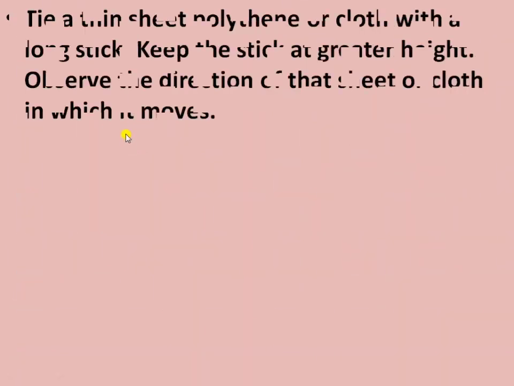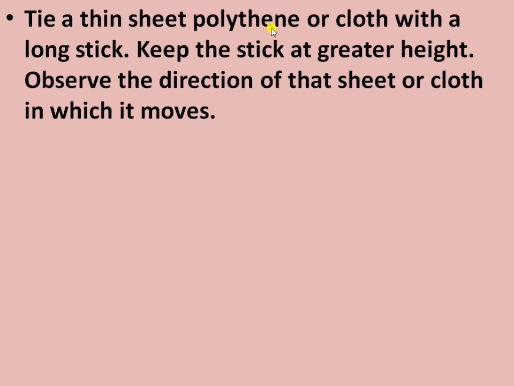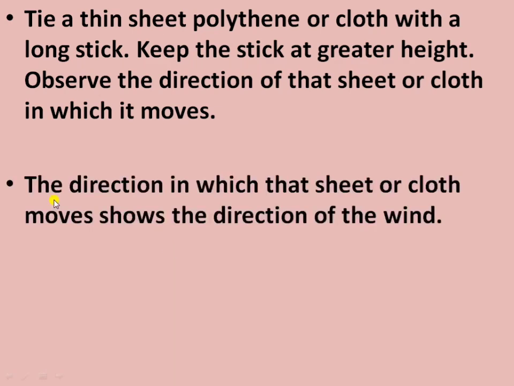Second method is to tie a thin sheet of polythene or a cloth to a long stick. Then keep the stick at a greater height. After that, observe the direction in which the sheet or the cloth moves. That is the direction of the wind. We can also say that seeing the direction of dry leaves released in the air is also a method to find out the wind direction at a given place. The direction in which the sheet or the cloth moves shows the direction of the wind.